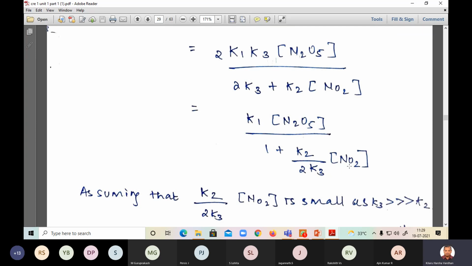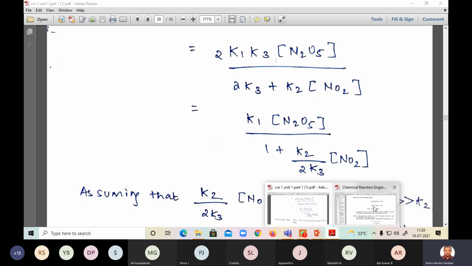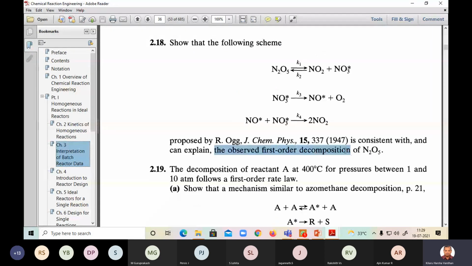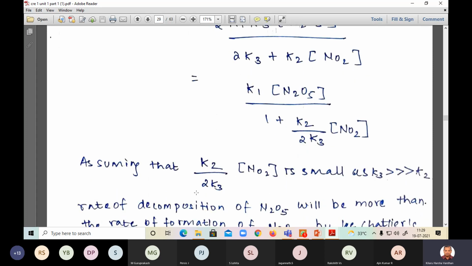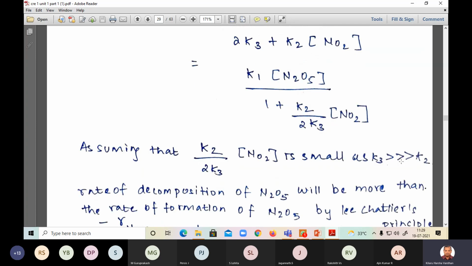What is asked? He is asking here in terms of first order kinetics. Am I right? He is asking that it should be observed as the first order decomposition of N2O5. That means you have to get K times N2O5. That is what we got here, K into N2O5. But the denominator part is there, 1 plus something. So if you can make this particular thing very small, that is what we'll assume. K2 by 2K3 NO2 is very small. That is, K3 is very much greater compared to K2.